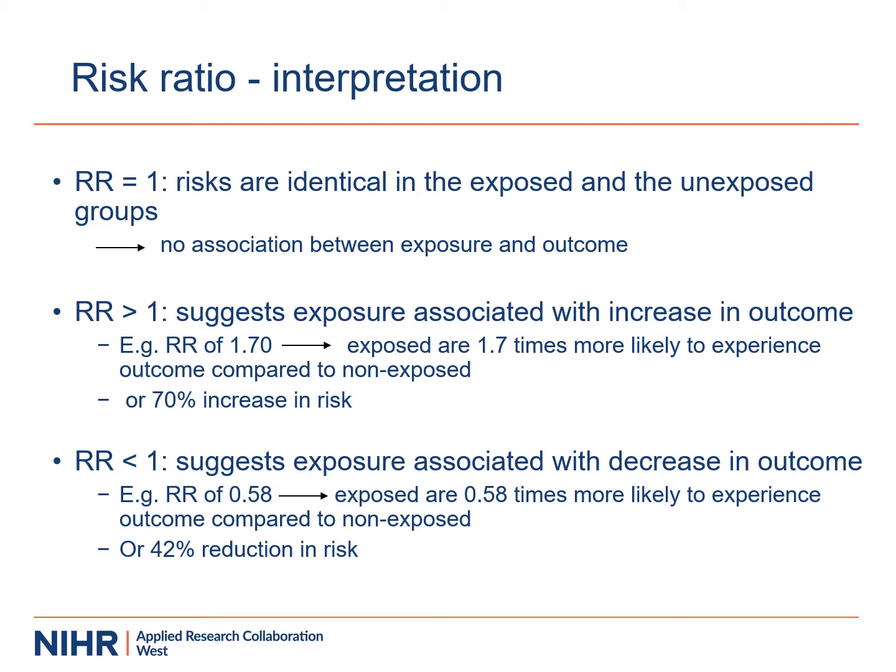And if the risk ratio is less than 1, you can either describe it using the two examples on the slides. So a risk ratio of 0.58 tells us that the outcome is 0.58 times as likely in the exposure group, or that it's 42% less likely in the exposure group. Or you could say something like, the outcome is almost half as likely in the exposure group.